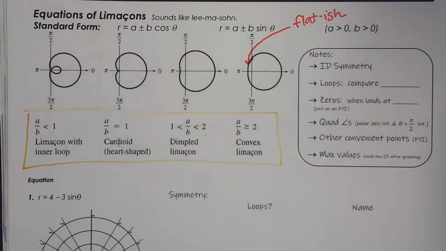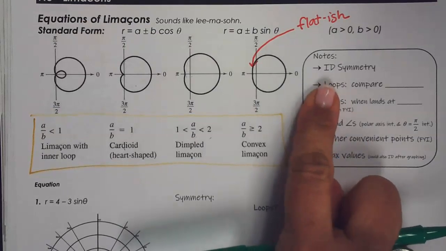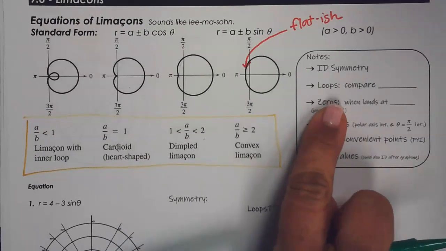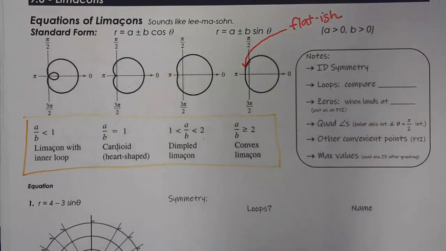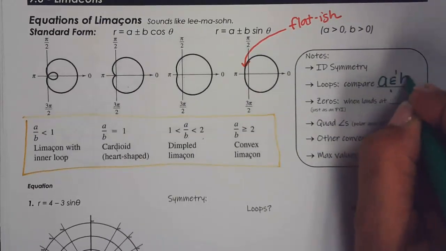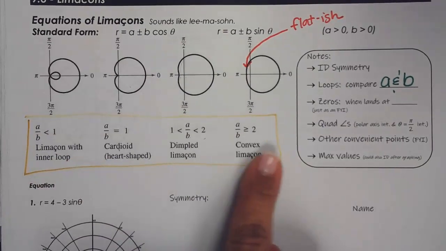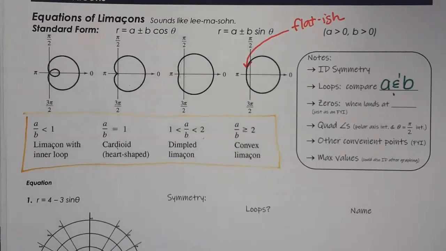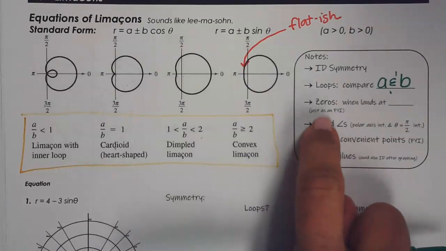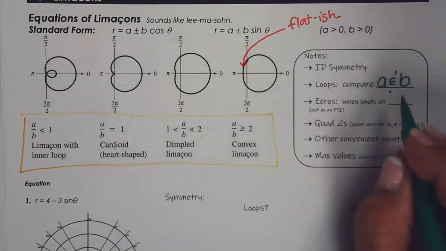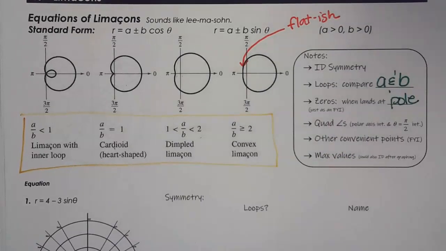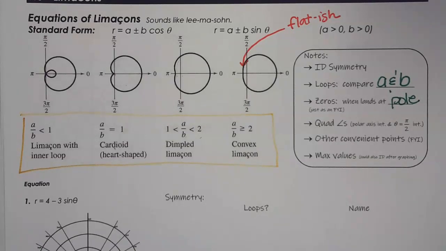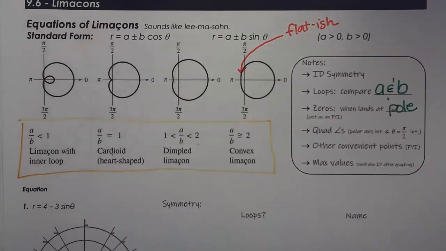So when we graph limacons today, we're going to identify the symmetry that exists. We're going to decide what kind of loops there are, if any. And for the loops, we're going to compare A and B, just like we looked at here, to decide what type of limacon it's going to be and what kind of loop. Okay. When we talk about finding the zeros, this is just an FYI. That's not necessarily something I'd have you find in this case, because it's a 0 when it lands at the pole. So that's just something to take note of. If we want to find it, we can do that. We'll talk about when we do have zeros and don't have zeros.